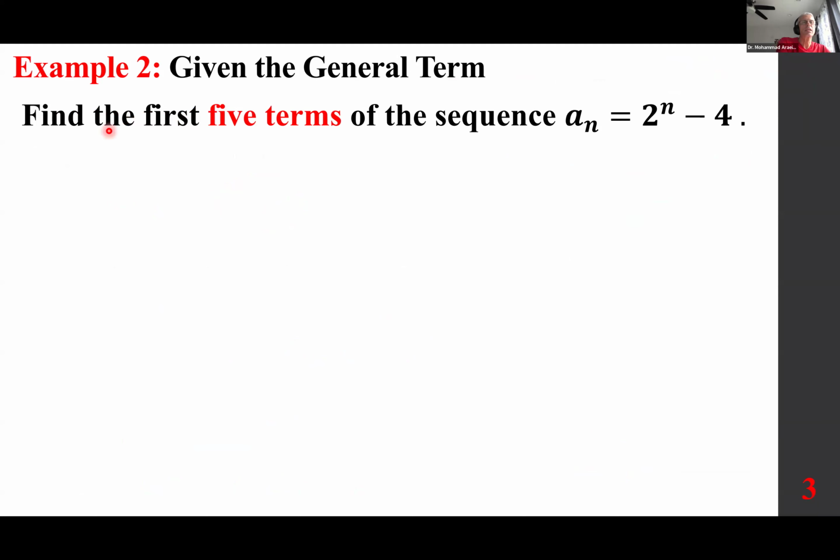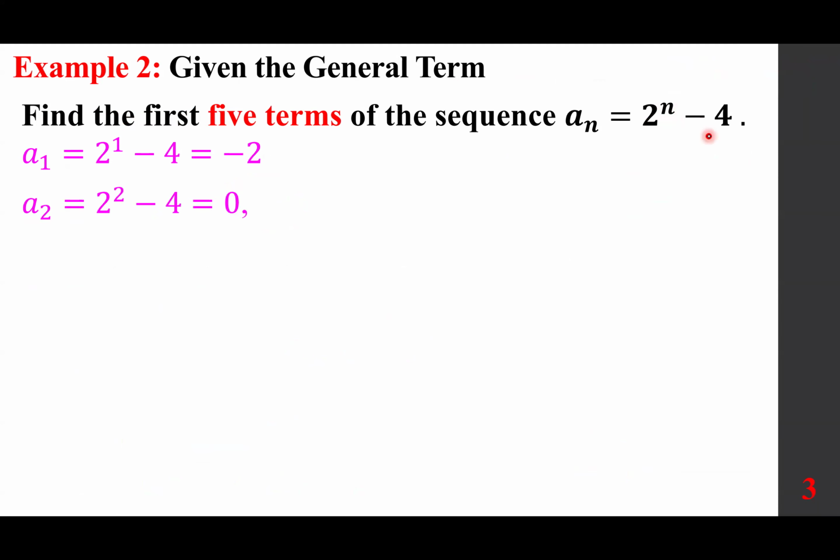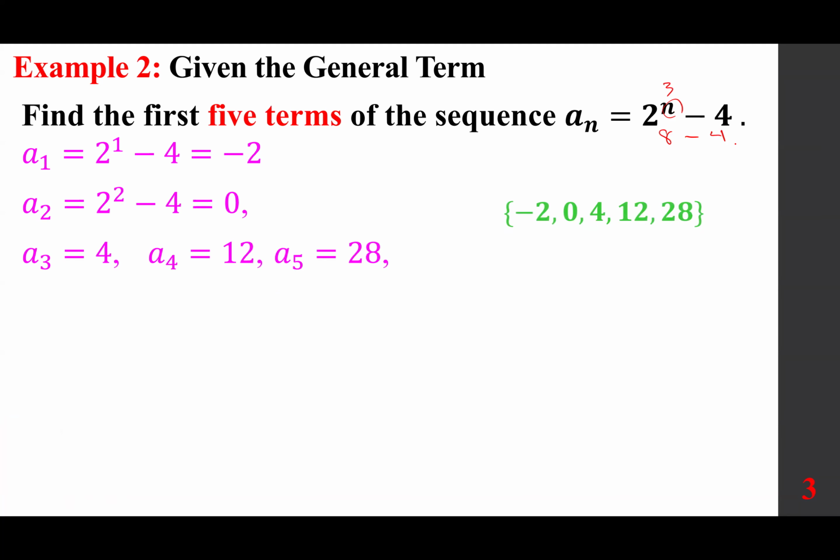General term is given. We want to find the first 5 terms. This was done in class, so quickly we're going to go over that. Just plug in n equals 1. You get 2 to the power of 1 minus 4, which is -2. If I replace the n with 2, 2 squared minus 4 is 0. If I replace it with 3, I get 2 cubed, 8 minus 4 is 4. And we can figure out the rest.